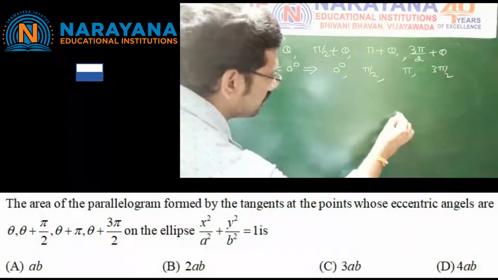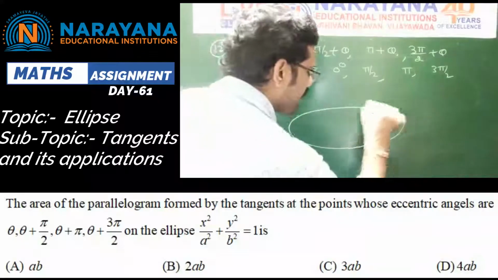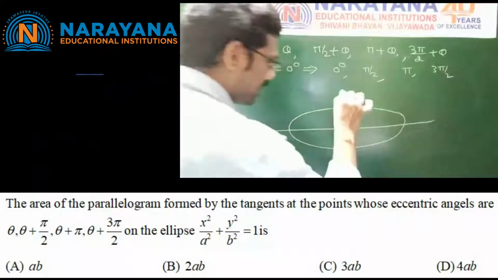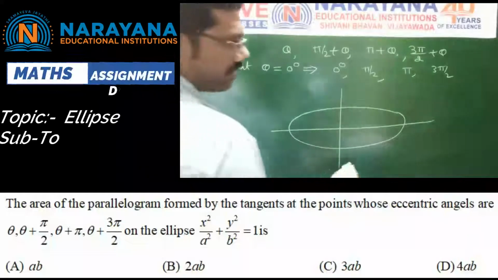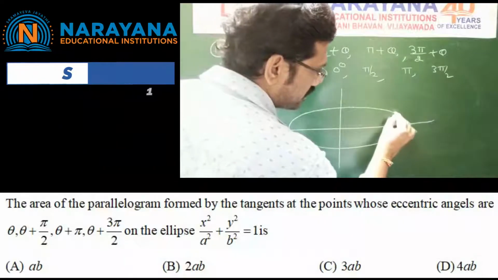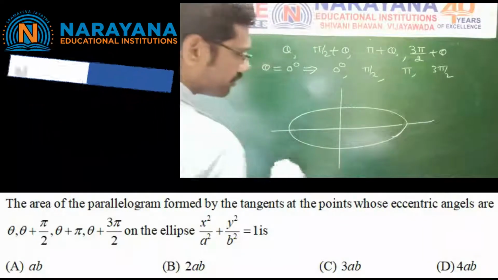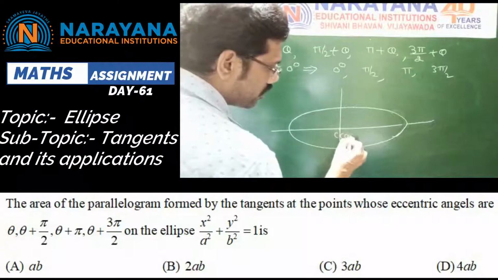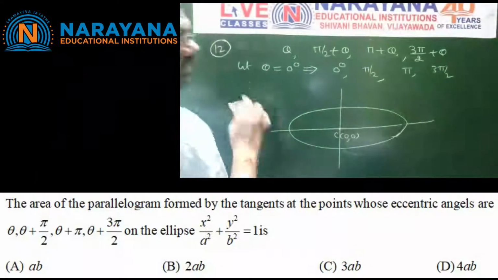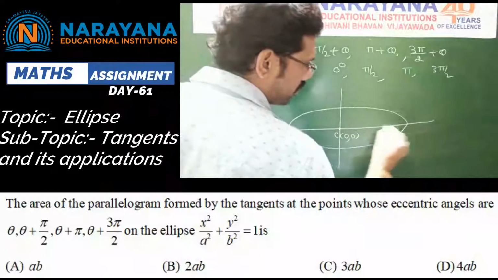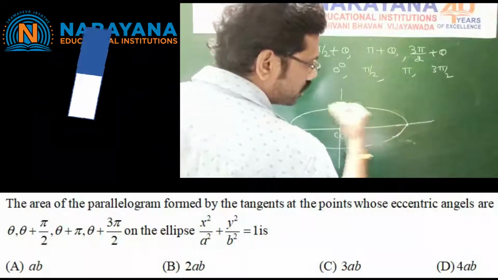Take the ellipse. This is the major axis and this is the minor axis. The center C is (0, 0). Theta equal to 0 means this angle is 0 degrees.